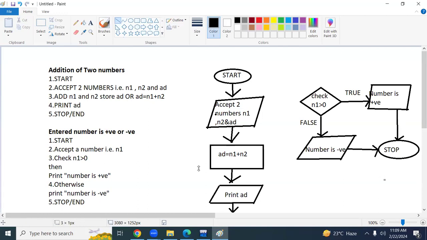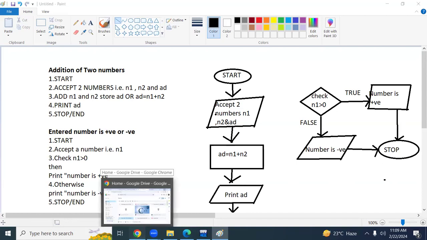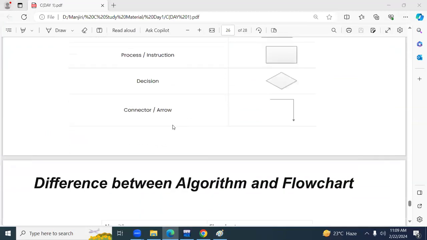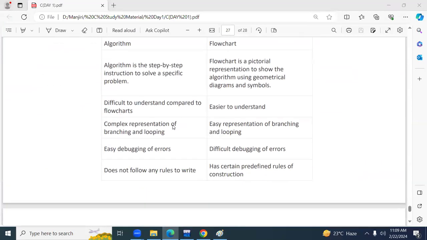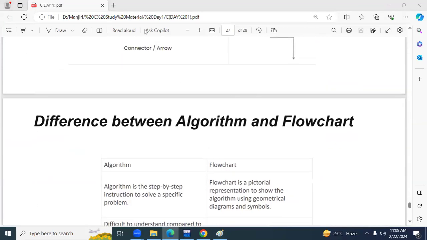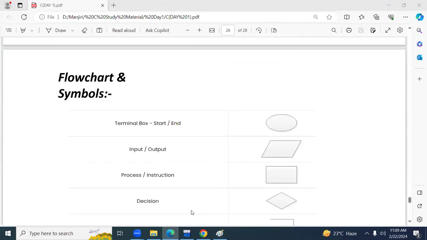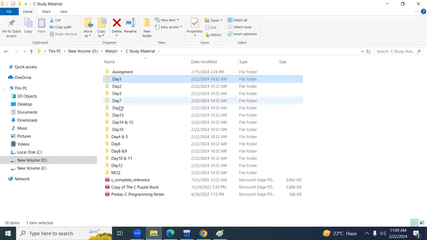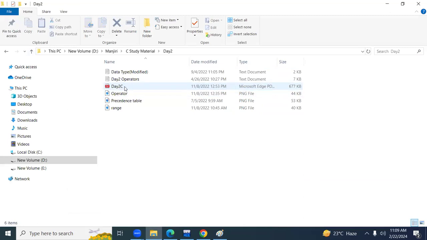Fine. This is the algorithm and this was the flowchart. And now we are moving ahead to the next thing. So the difference, you can go through this. I'm going to share this with all of you, and this is not so important. So this is where the day one slides are finished. Now we are going to start our day two session slides, and I just want to open this one.